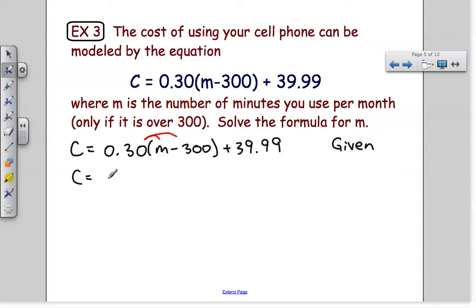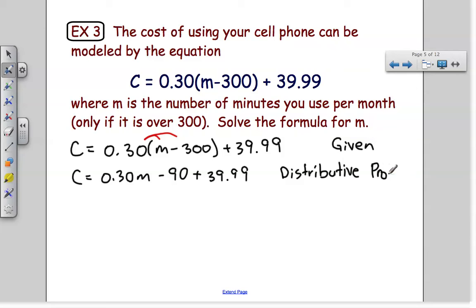So I would get that cost equals 0.30m, and then I need to do 0.3 times that 300, so I get minus 90, plus the 39.99. Now, what did I do in this step to get to here? I distributed. And I told you, you can just write distribute if you want, or distributive property is the technical reason there. What would you do next?